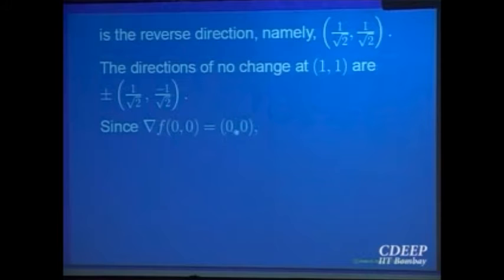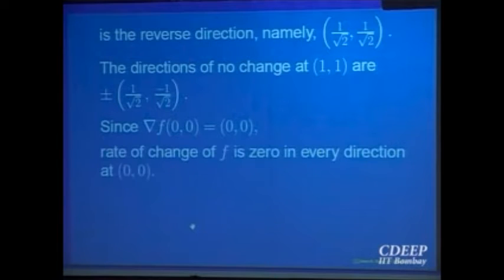And since the gradient is 0 at that point, there will be no change at (0, 0). If you're looking at the point (0, 0) instead of (1, 1), then the gradient vector is 0 there. So in any direction, the directional derivative will be 0 in that case. So there is no rate of change in any direction at that point.